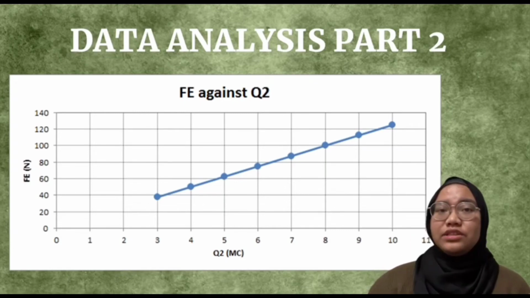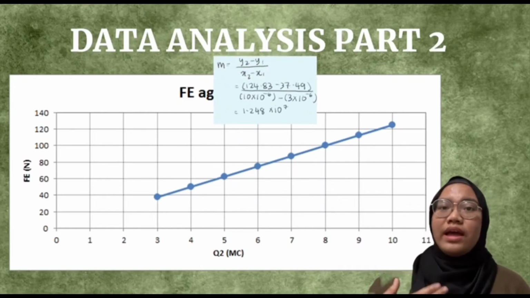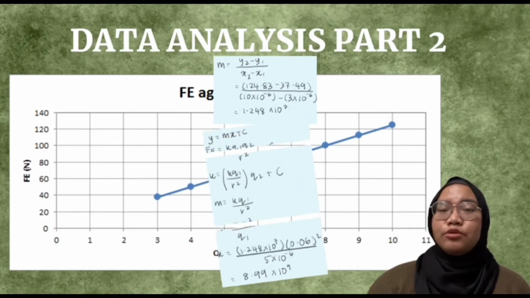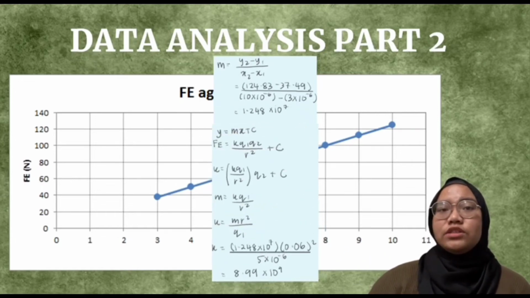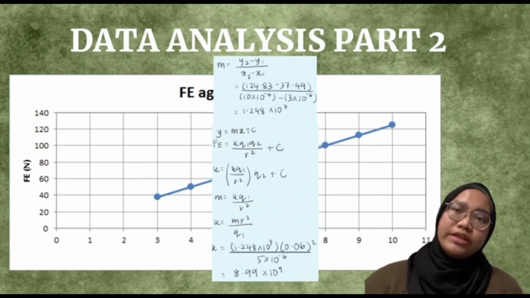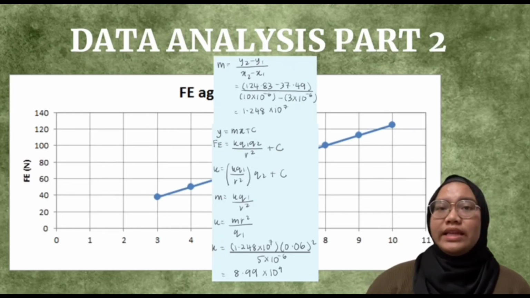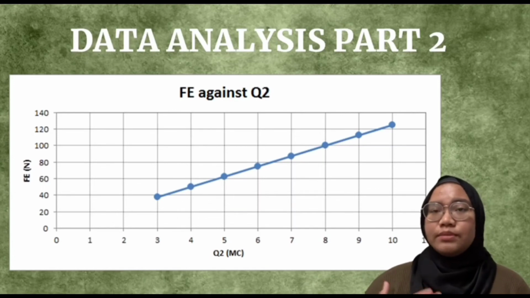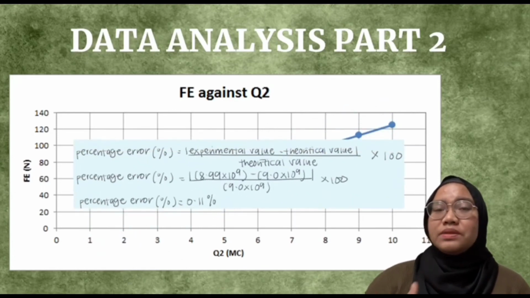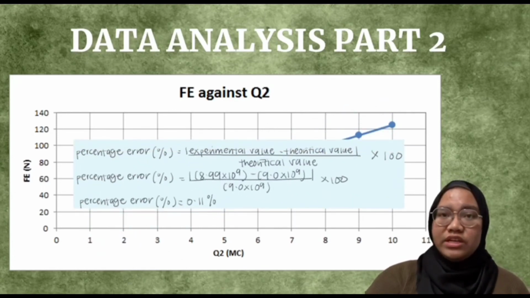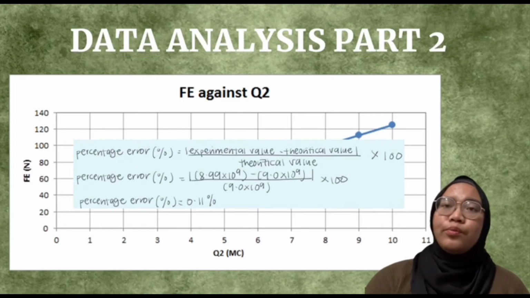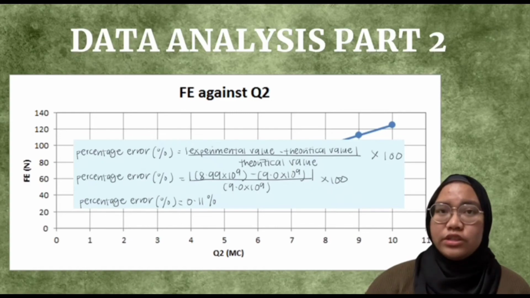Then we need to find electric constant K, and from the gradient formula we got M as 1.248 times 10 to the power of 7. Then we substitute M in the straight line equation to find K. So from the calculation, we obtain K as 8.99 times 10 to the power of 9. To find the percentage error, we substitute the K we got in the percentage error formula, and from the calculation, our error was 0.11%, which is pretty precise to the theoretical value.